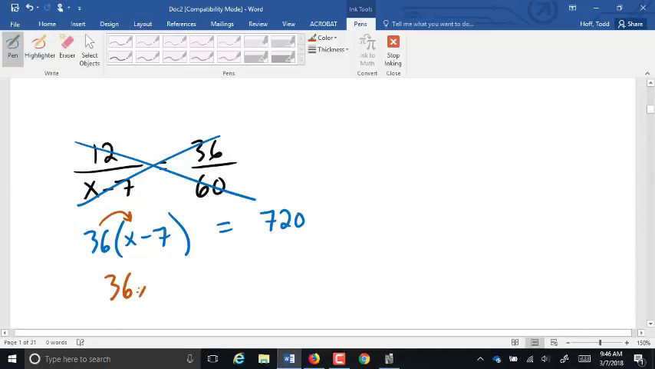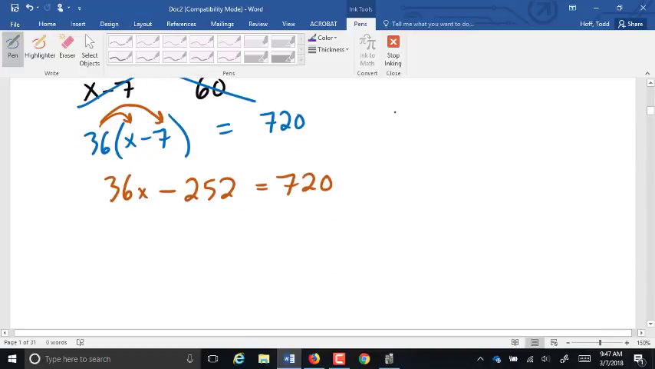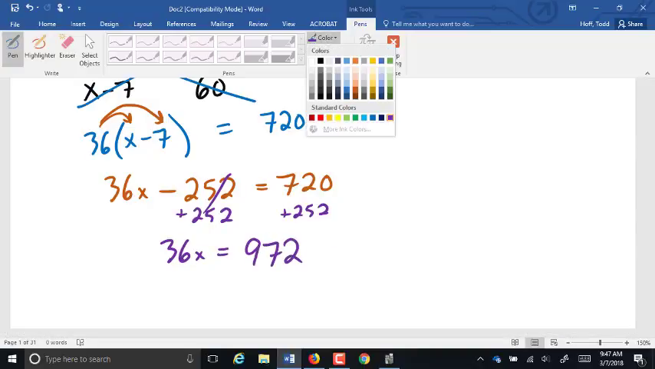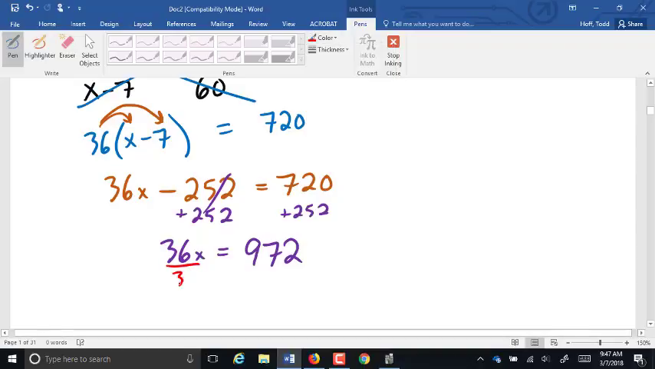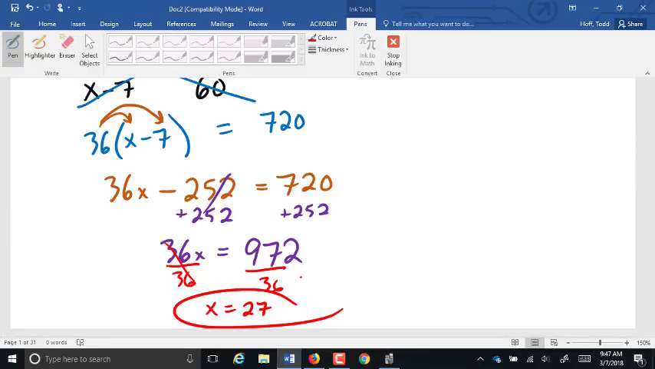36 times x is 36x. 36 times negative 7. I believe it's negative 252. And then? We'll add the 252. 36x equals 972, and then divide by 36. Was that 27? I believe. Any questions there?